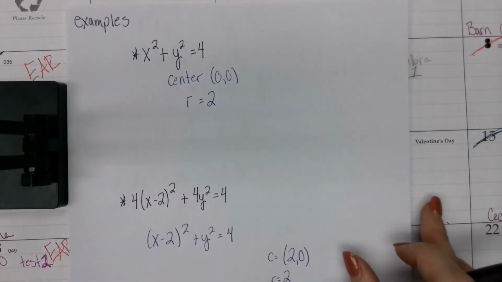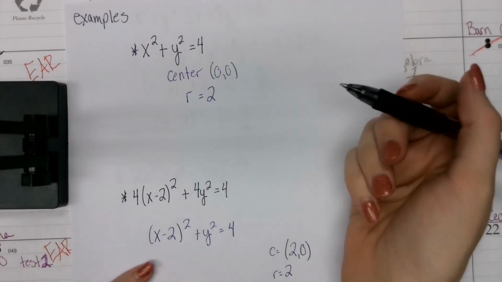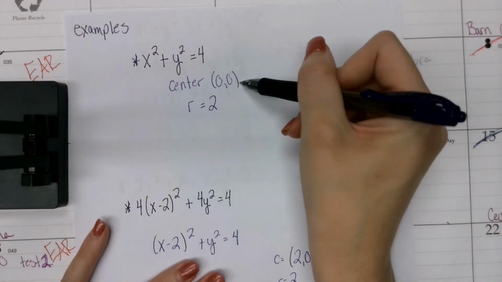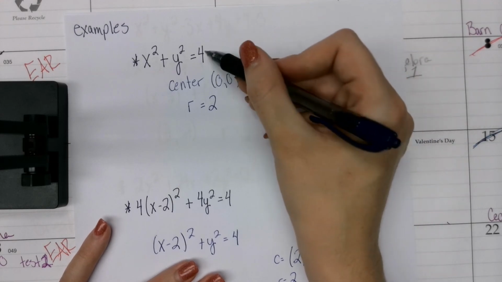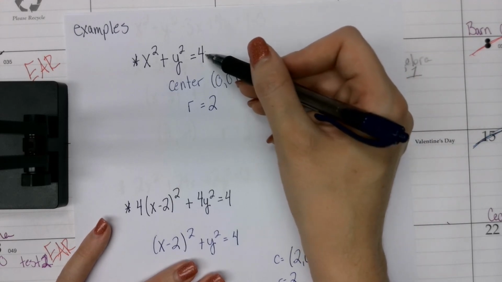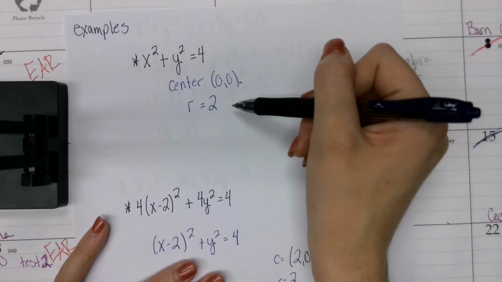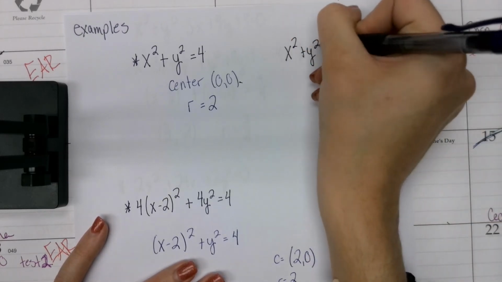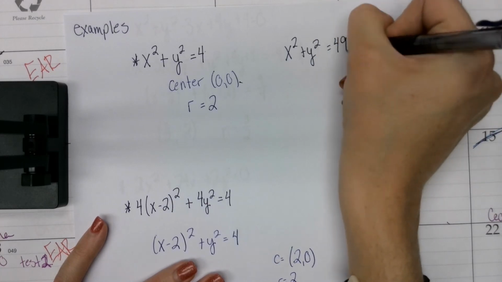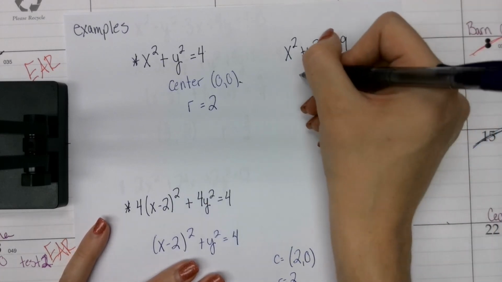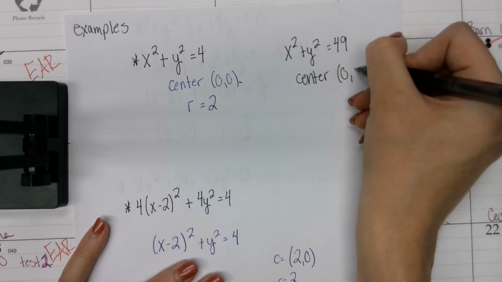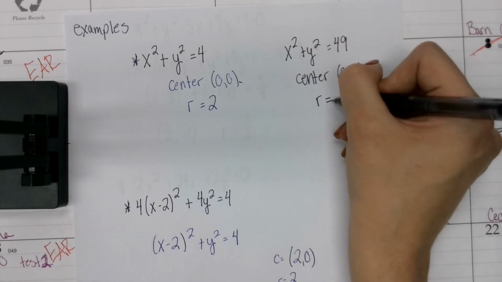Well, I guess I can talk about it. So we have x² + y² = 4. Whenever it's just x² and y², the center is (0, 0). Then we look at the end of it, and since it's 4, we take the square root of 4, which gives us 2. If we had x² + y² = 49, the center is still the origin (0, 0), and the radius would be 7.